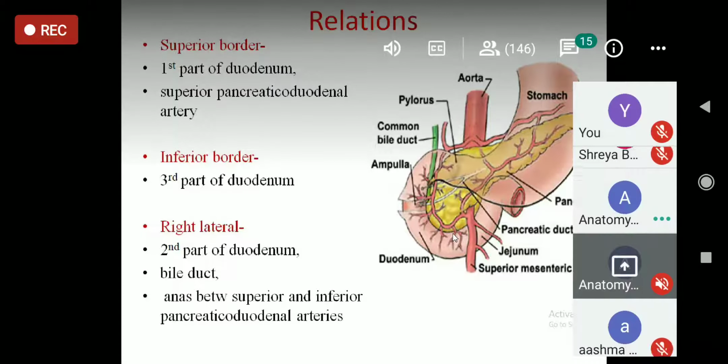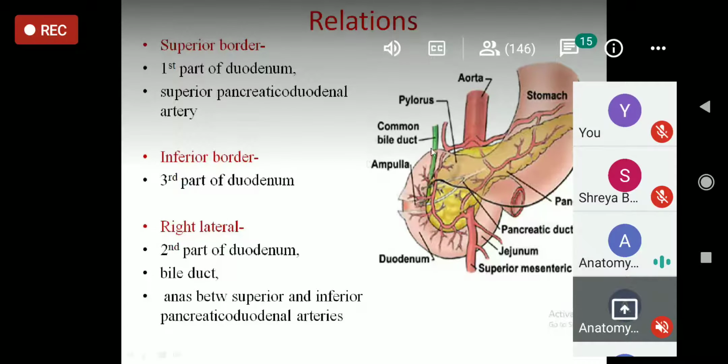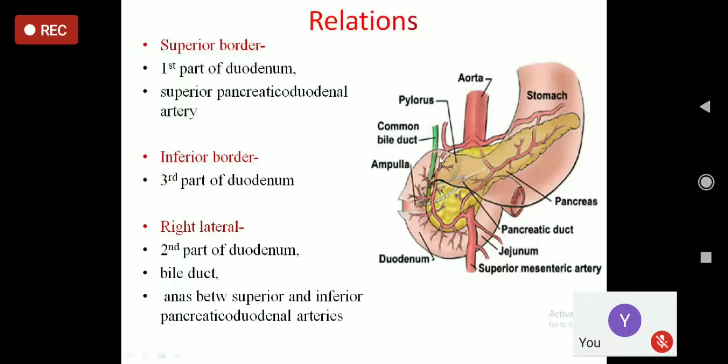Okay. So the right lateral border, here we can see the second part of the duodenum, the bile duct, and the anastomosis between the superior and the inferior pancreaticoduodenal arteries. The superior pancreaticoduodenal artery is a branch from the gastroduodenal artery, whereas the inferior pancreaticoduodenal artery is a branch from the superior mesenteric artery. So the anastomosis is around the C-shaped curvature of the duodenum, and it is in relation to the right lateral border of the head of the pancreas.